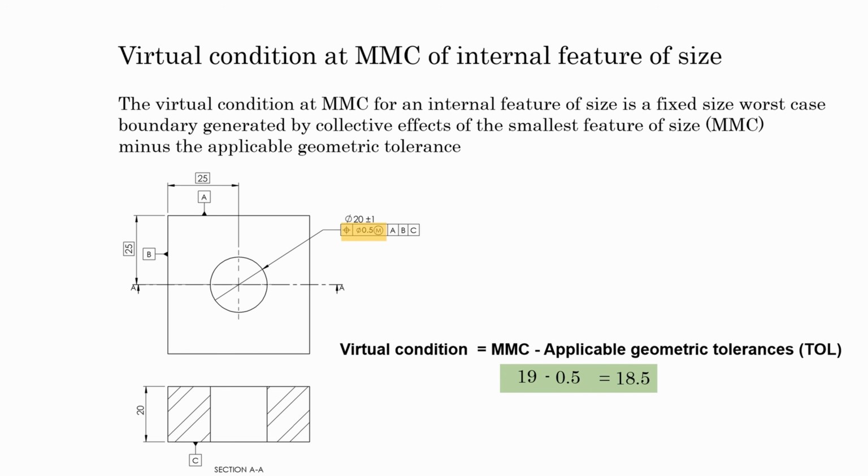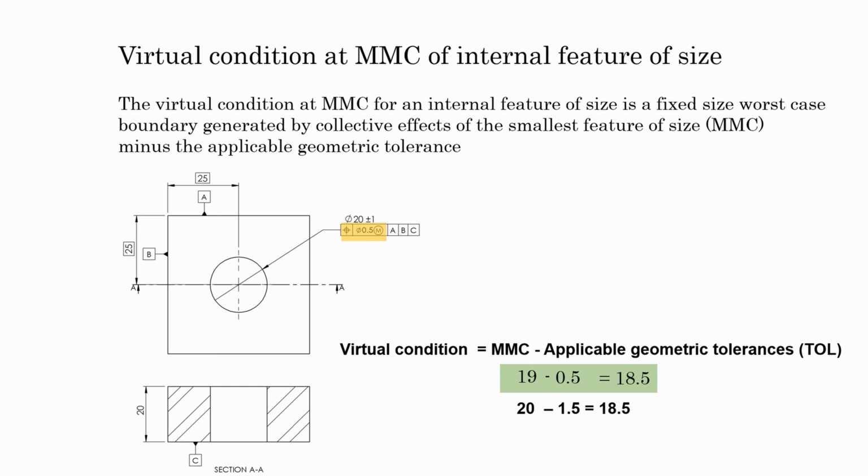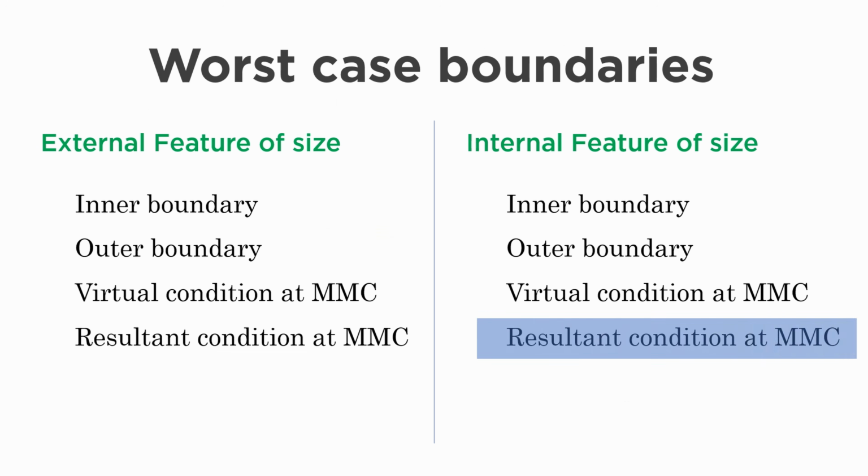So when the hole is at 20 mm, 2 mm more than MMC, the bonus tolerance would be 2 mm. So the position tolerance would become 0.5 plus 2, 2.5 mm, and the virtual condition boundary would be 20 minus 2.5, 18.5 mm. The boundary remains constant. And the resultant condition at MMC of an internal feature of size is just the opposite of the virtual condition at MMC of an internal feature of size.